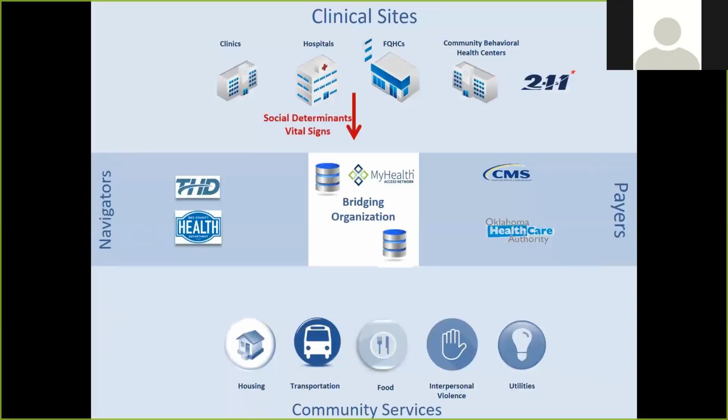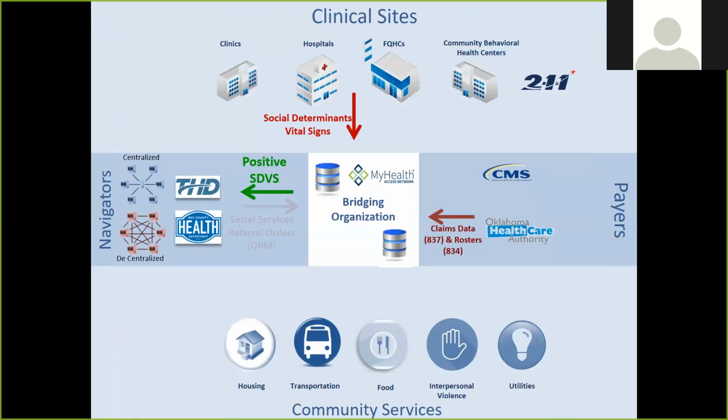So the workflow is basically this. They gather the social determinants vital signs in the clinics. We have the claims data and therefore the patient rosters from Medicare and Medicaid. Any positive social determinants vital signs are routed to the navigators, where they can contact the family and the patients and get them the services they need to connect them. And when they find services they need, they actually make an electronic referral.